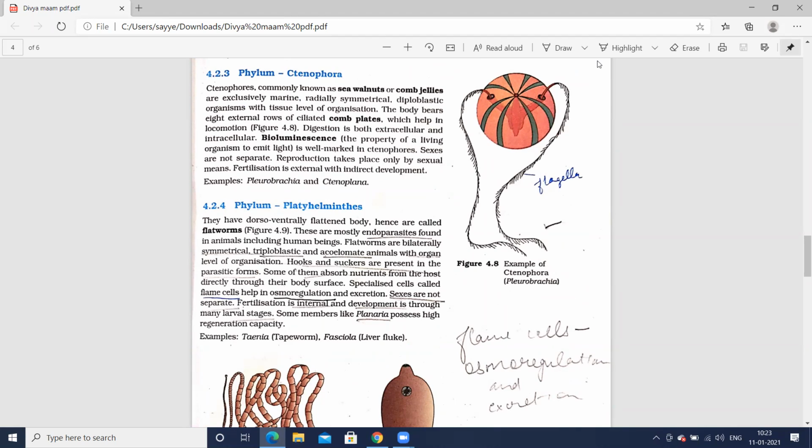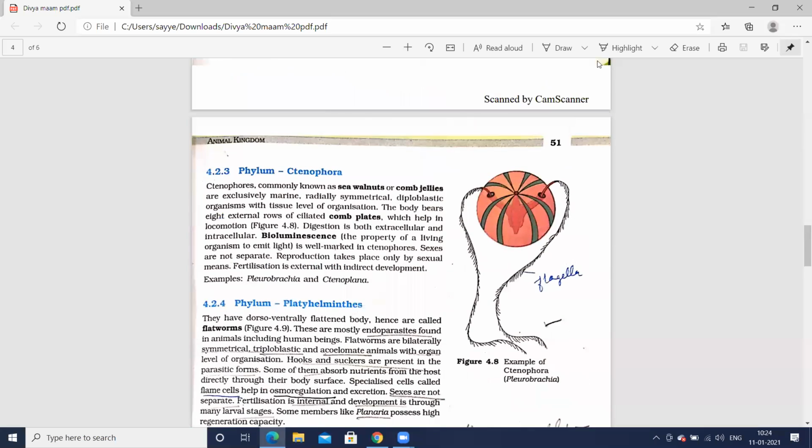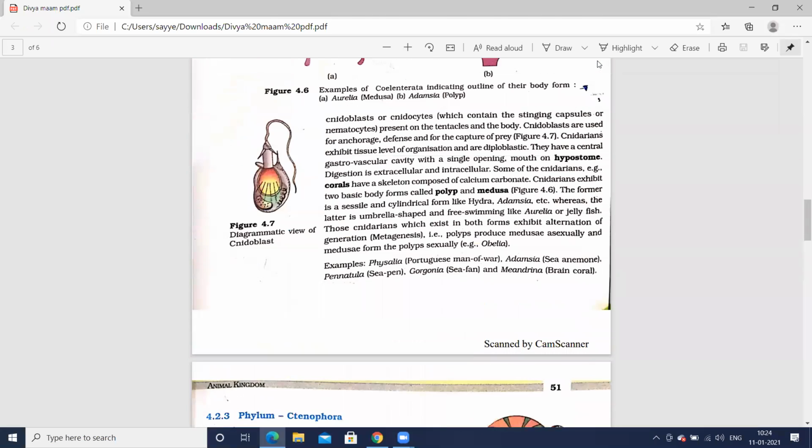Those 8 external rows and bioluminescence. Bioluminescence and the presence of comb plates. How many comb plates? 8. So presence of comb plates and bioluminescence is a characteristic feature of ctenophoras. Now we come to this one.